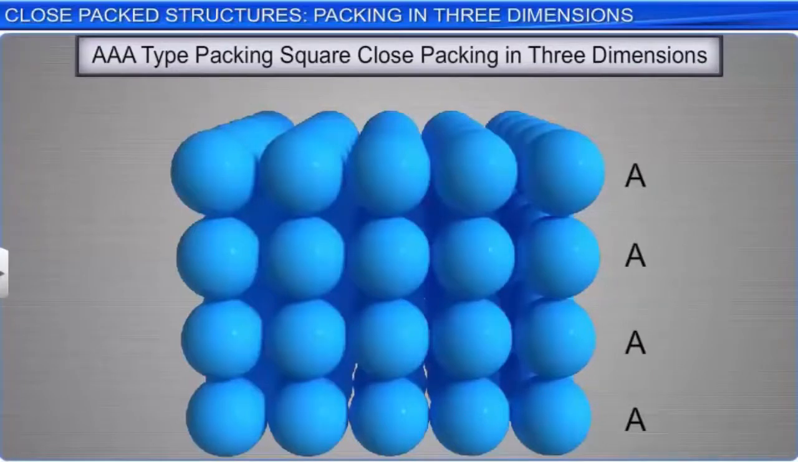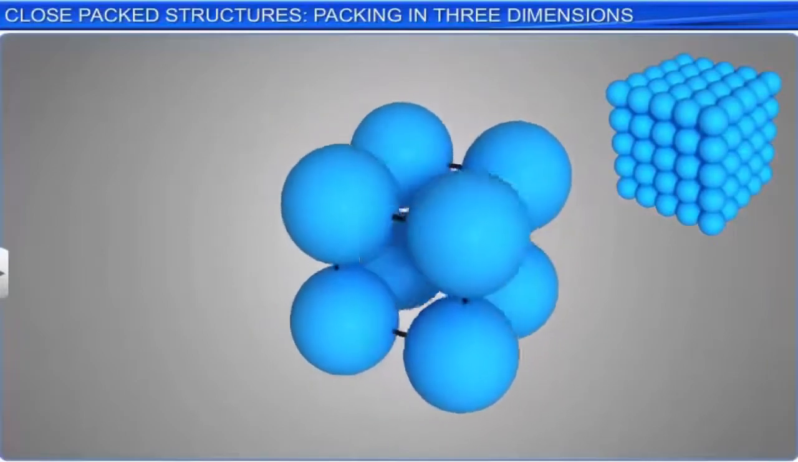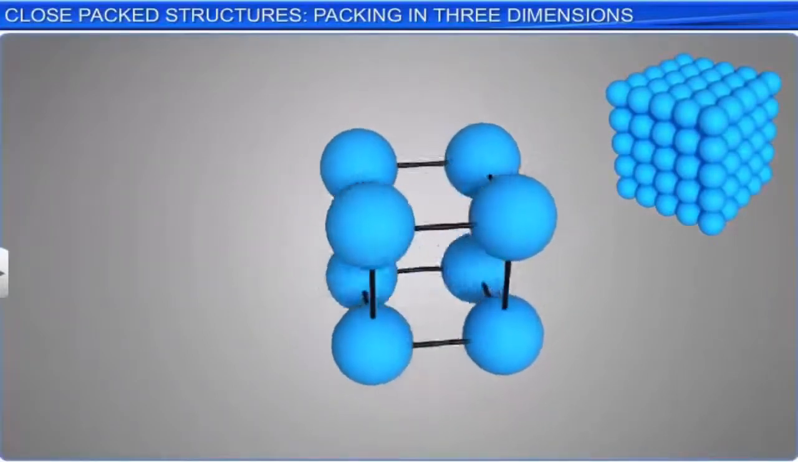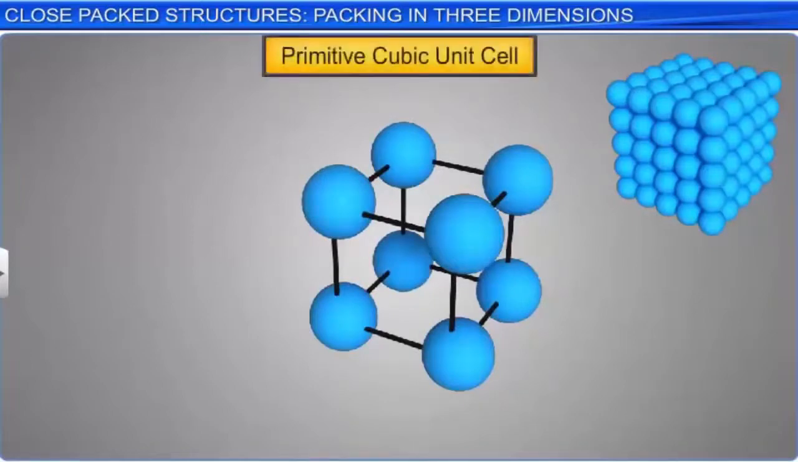This 3-dimensional arrangement is referred to as AAA type packing. If you look carefully, you will find that this arrangement has resulted in the formation of a simple cubic lattice. The unit cell of this lattice is a primitive cubic unit cell.